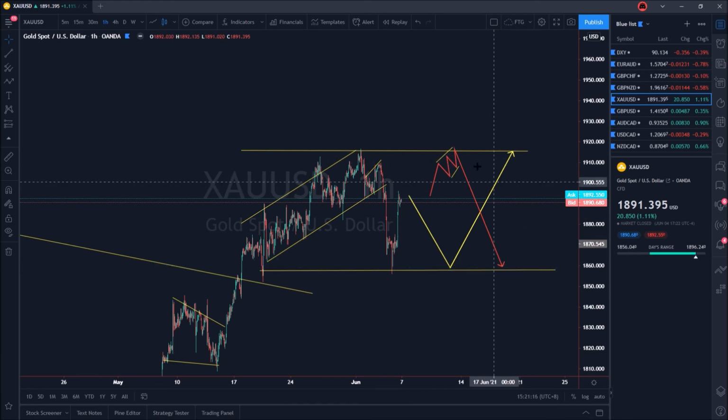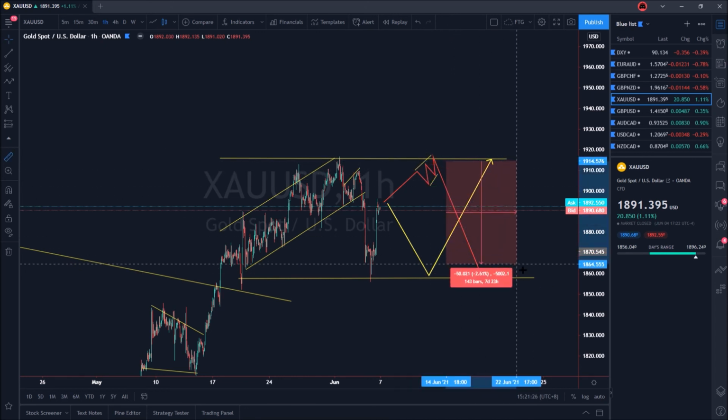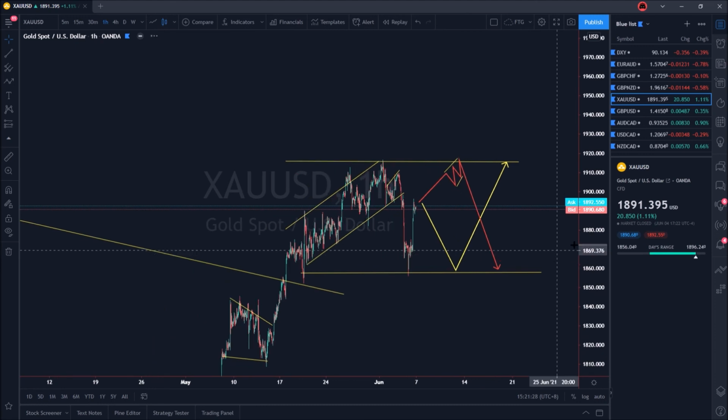So we can wait for whether there is a reversal pattern when gold pulls back to the top, and then we can enter, accepting the short-term risk of shorting in the market.